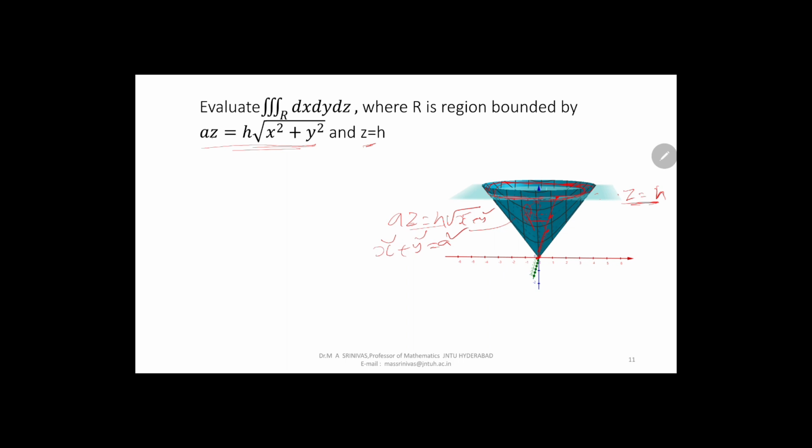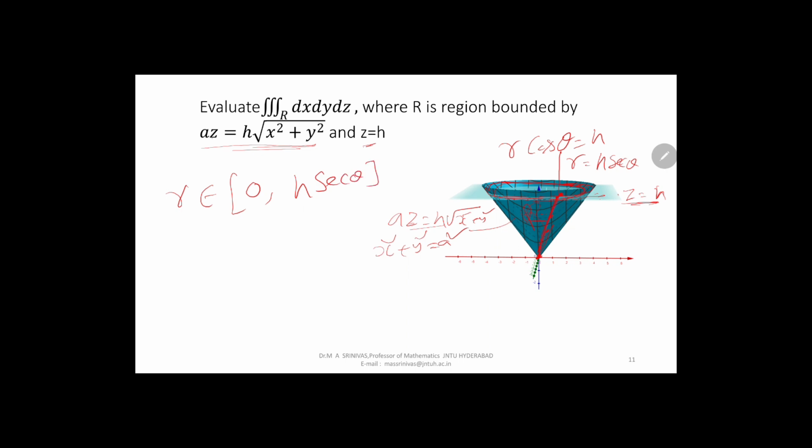At this point on this plane, what is your r? z is equal to h in polar coordinates. What does it represent? z we know is r cos theta is equal to h. Therefore, what is your r? r is equal to h secant theta. So the r value varies from 0 to maximum h secant theta. Therefore, what are the limits for r? r will be 0 to h secant theta.